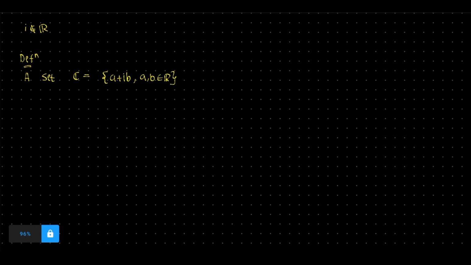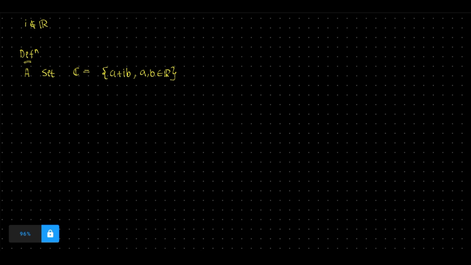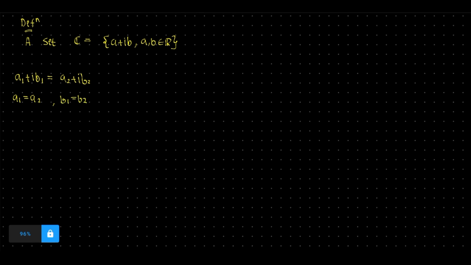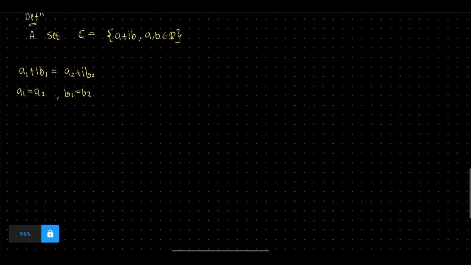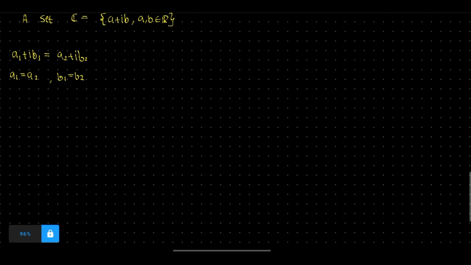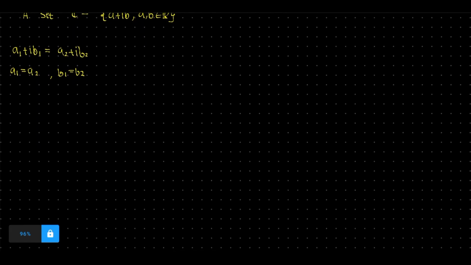So why is this set well defined? So we'll discuss that. Say a1 + i b1 is equal to a2 + i b2, then that implies that a1 equals a2 and b1 equals b2. I will leave this as an exercise for you to think why it is true. But yeah, so this defines a well defined set. Now we move to our next property.